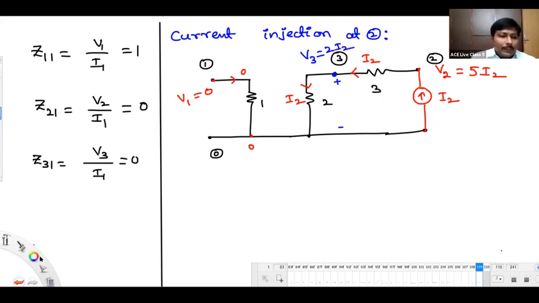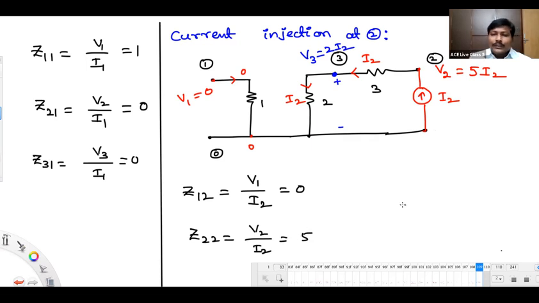Now tell me, what is the value of Z12, which is V1 by I2? It is 0, because the V1 value was 0. What is Z22? V2 by I2. What is V2 by I2? 5 per unit. What is Z32? It is V3 by I2. What is V3 by I2? 2 per unit.